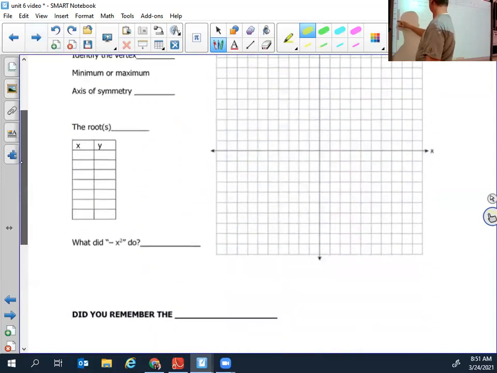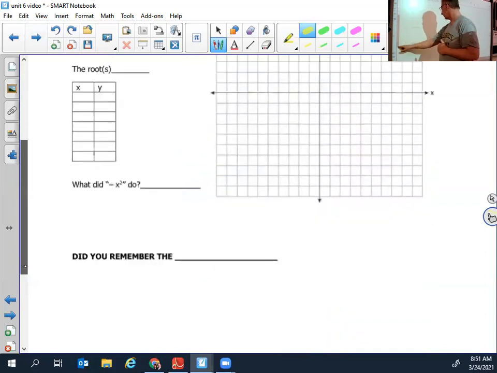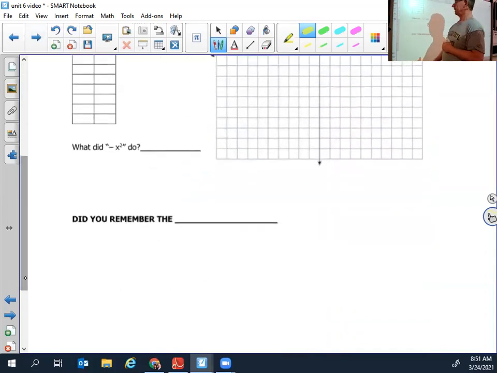So I'd like you guys to take a minute and do the graph on page 9, and then I'm going to come back and put it up quickly and see what happens with it. So see what happens and see if you can answer that question down at the bottom. Like, what did the negative x squared do?